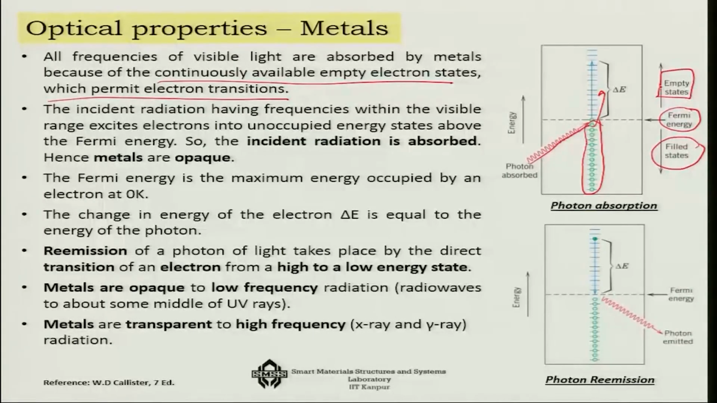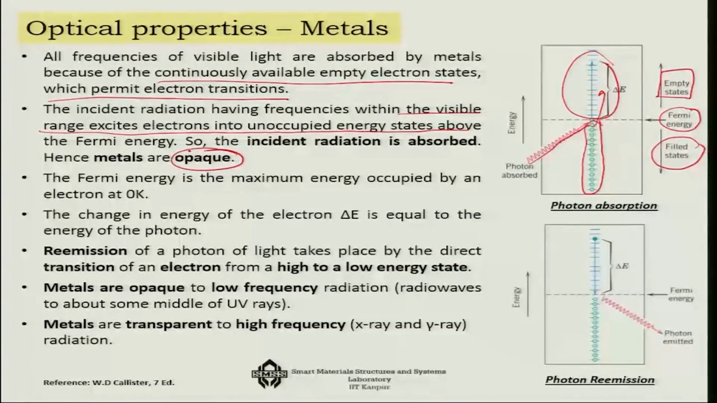So, the incident radiation having frequencies within the visible range excites the electrons into unoccupied energy states, like these states above the Fermi energy level. The incident radiation is absorbed and hence metals are opaque, because it is not allowing any light to pass through. It uses the entire light to excite its own electrons, and that is why it is opaque. Now, the Fermi energy is the maximum energy occupied by an electron at 0 degree Kelvin. That is the way it is actually defined.